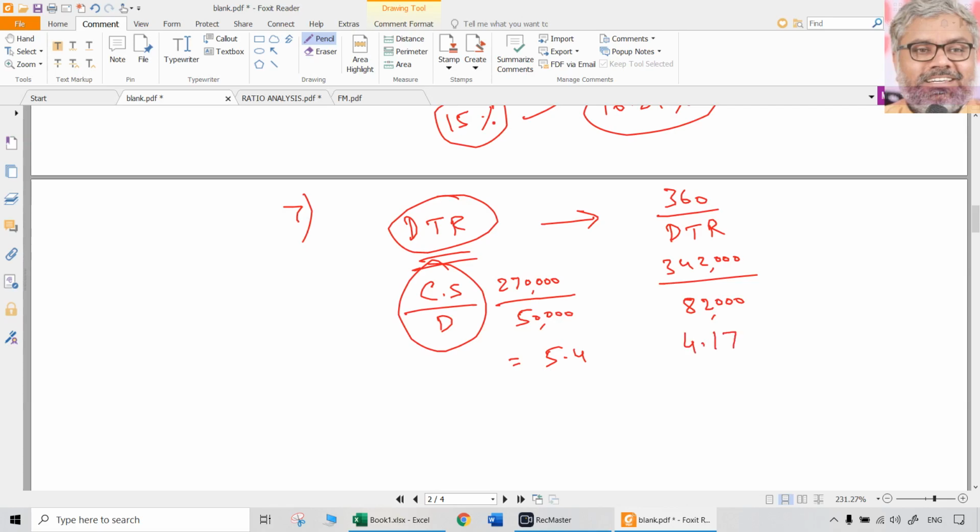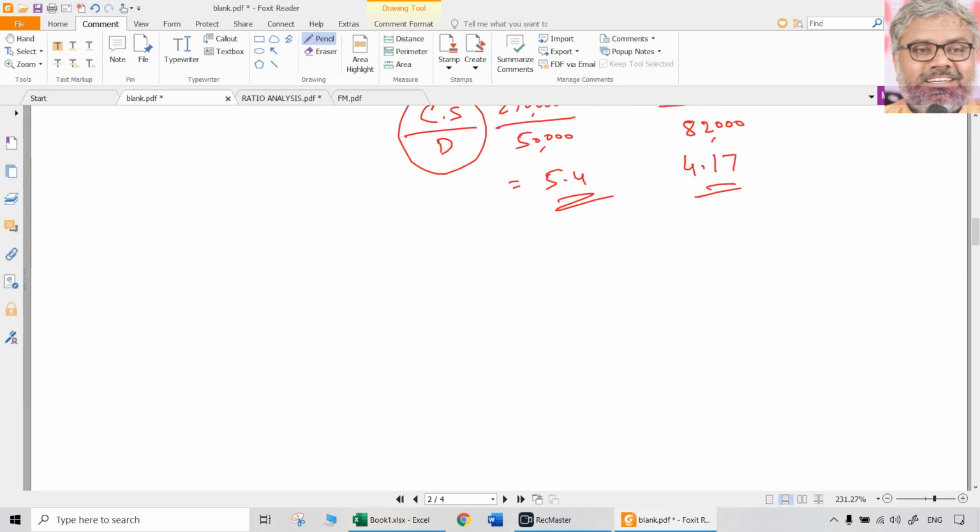So that is the debtors turnover ratio. Now we go to the second level: 360 divided by the debtors turnover ratio. So what is the final answer? Debt collection period, receivables collection period, debtors velocity, all are the same. So let us take 360 divided by 5.4. That comes to around 67 days.